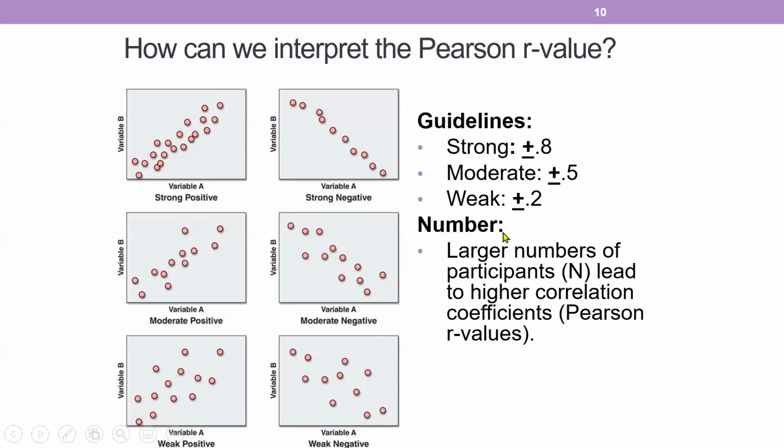And one thing to realize is that the number of subjects, which we call N, is going to lead to higher correlation coefficients. So if you actually decide to do the study and you propose a correlational study, but you're only able to get data from 10 people, it's likely to be a very weak correlation. You just don't have enough participants. Usually you need to have at least 30 people to be able to trust your correlation coefficient.